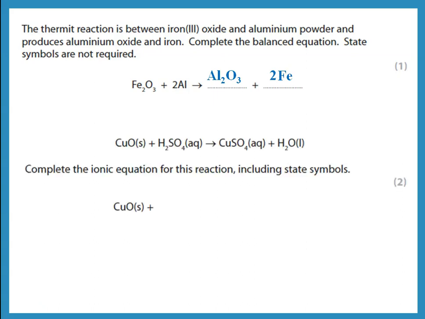Okay. Now, complete the ionic equation for this reaction. Again, the solid remains as it is. The sulfuric acid has to be ionized. The copper sulfate has to be ionized. The water remains as it is. Cancel what's the same on both sides of the arrow, and you end up with this one. Okay?